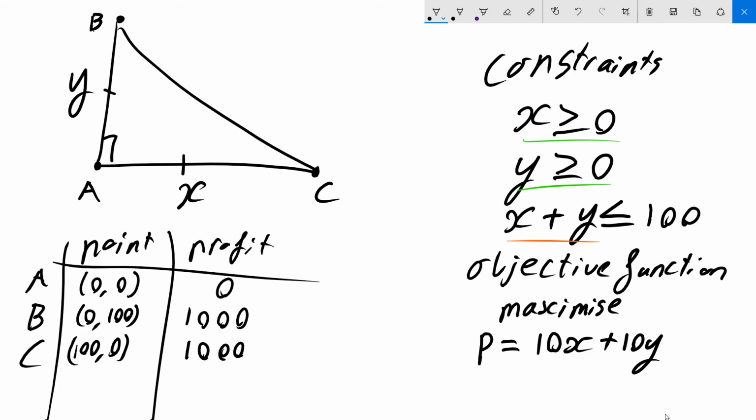So if this was 50-50, that'll give us maximum profit. If we got all 100 of type X paint, we would get maximum profit. All we have to do is make sure that we sell all 100 of the paint that we sell. So that's all I have time for today for linear programming.